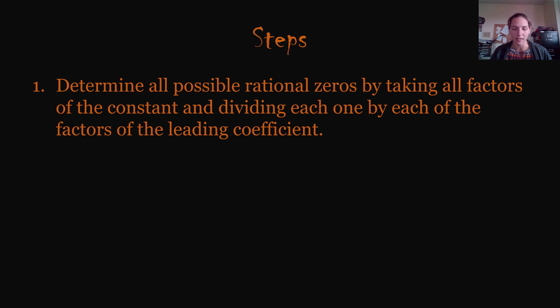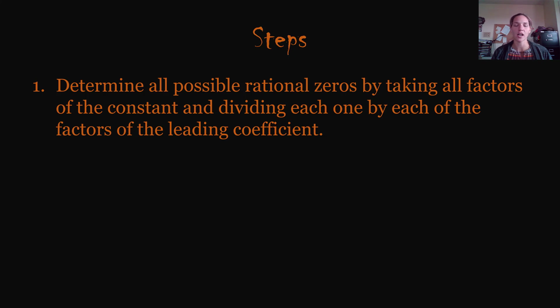There is a theorem that says the rational roots of any polynomial will be factors of the constant term, the no x term, divided by factors of the leading coefficient. The highest power of x has a coefficient, that's the leading coefficient. And so the factors of that divided into the factors of the constant term will be the possible rational zeros. If it's a rational number, it'll be something from those.